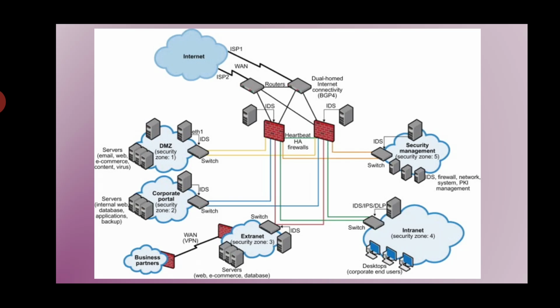This is the internet, the internet service providers. This is a wide area network, distributed to all. These are routers, which transfer the network traffic from one place to another. There is dual-homed internet connectivity, like BGP4. These are the firewalls, these are computers, and this is the domain service, showing how the service is provided from the cloud to these routers, services, and firewalls.